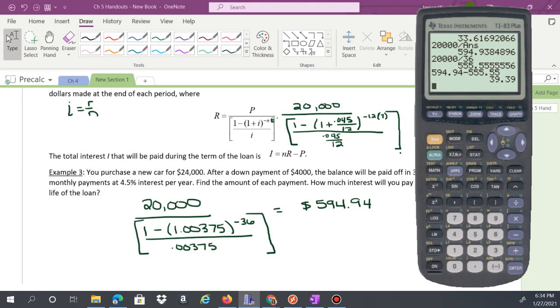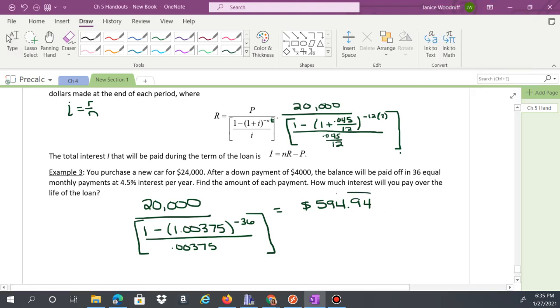How much interest will you pay over the life of the loan? You could do the $39.39 times the 36 payments, or you can just do the $594.94 times 36, and then subtract 20,000 from that. So $1,417.84. Any questions on that?